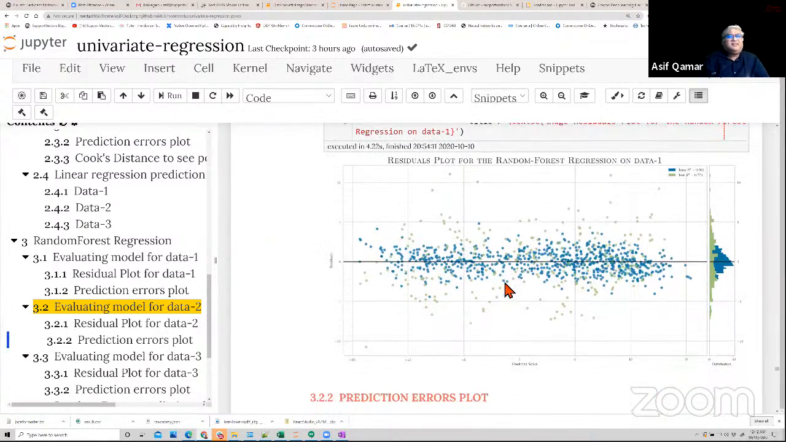Now let's go and look at the residuals of this random forest for data set 2. What do you say about the residuals? You see maybe a little bit of a pattern you may start seeing, but not much. It's still more or less spread out, isn't it?